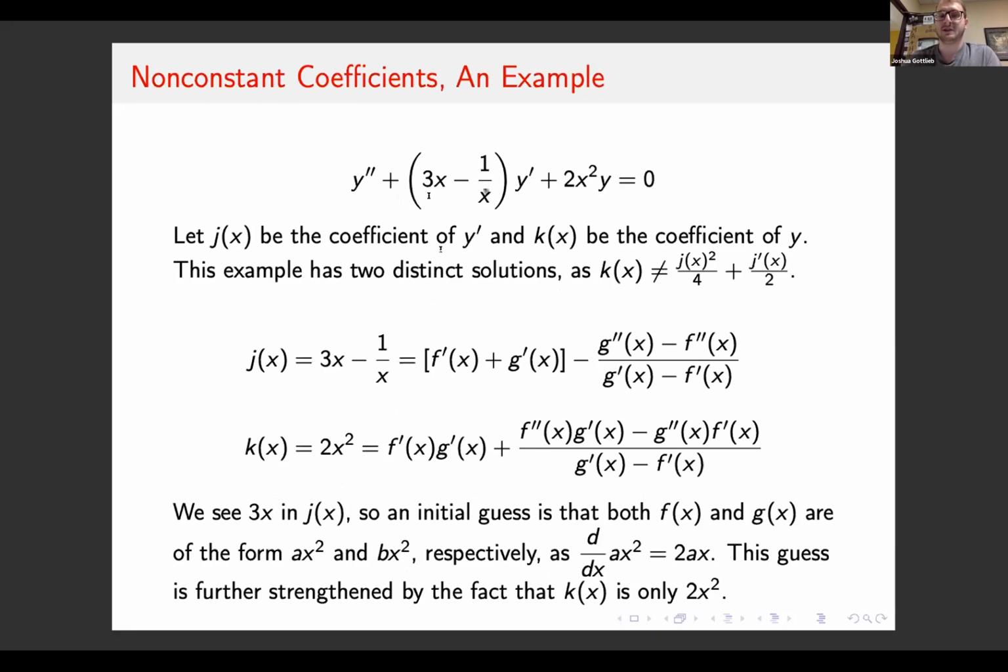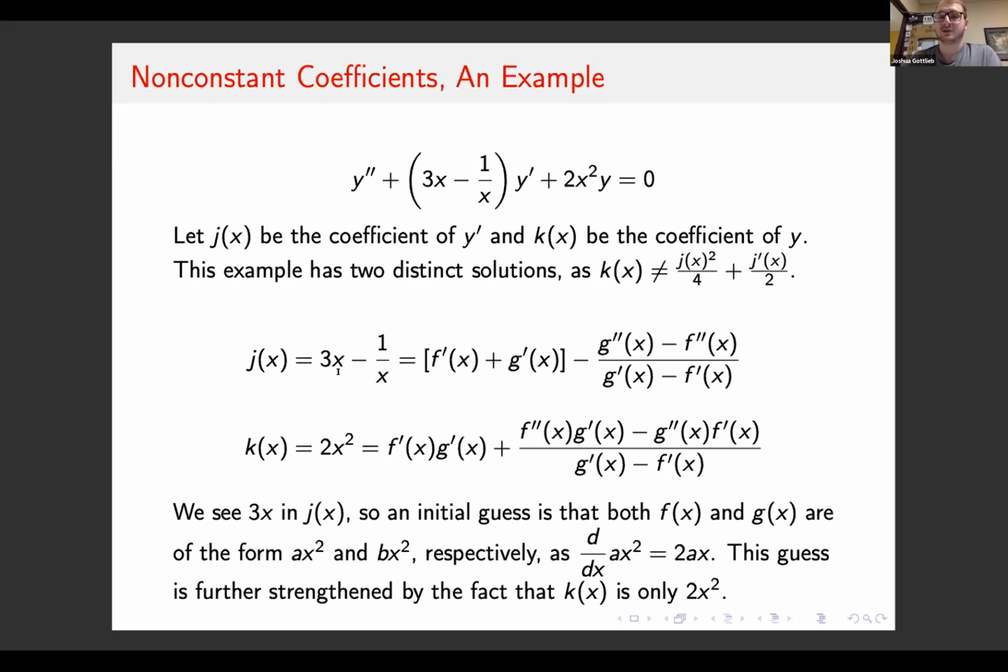So if we let j of x be the coefficient of y prime and k of x be the coefficient of y, we'll know that it has two distinct solutions because k of x does not satisfy the equality j of x squared over 4 plus j prime of x over 2. Now we're going to do some pattern matching and try and figure out what our f of x and g of x could be.